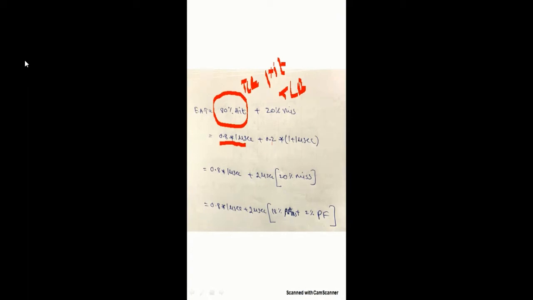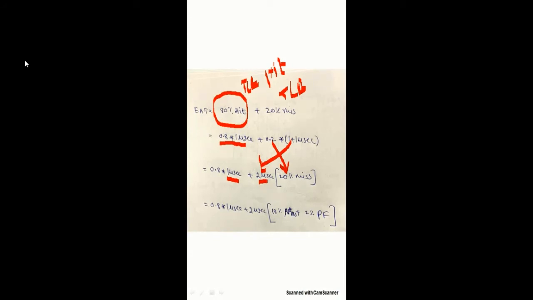20% of the time it is a miss, and it will take 2 memory accesses, right? So 1 plus 1 microseconds. So I write this 2 here and 0.2, that is 20%. This is simple mathematics. So in case of a hit, it is taking only 1 microsecond. In case of a miss, it is taking 2 microseconds.